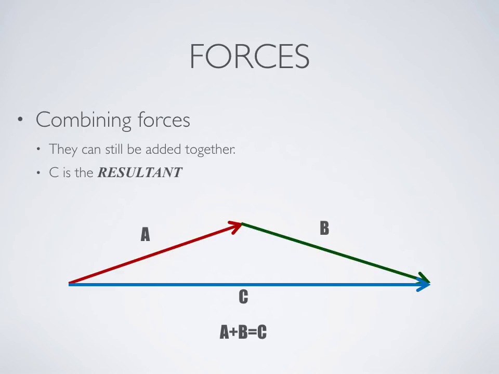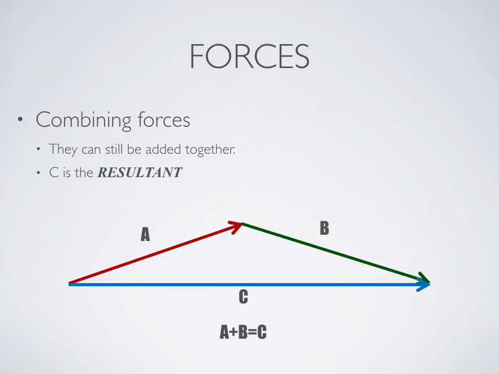So taking a look at the forces in close-up, we have A plus B equals C. Some terminology for you. C is the resultant of A and B. A and B are the components of C. So it takes A and B to make up C, and C is the resultant of A and B.